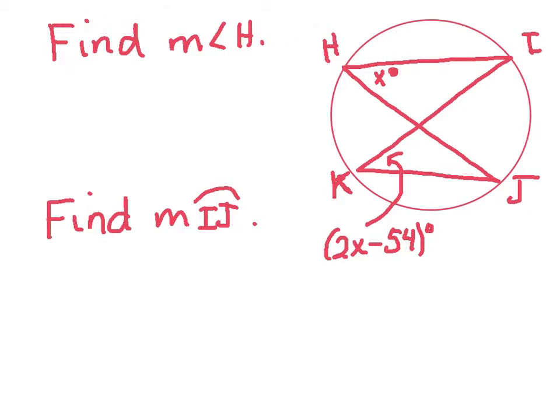So here's the next problem. Make sure you pause and copy it if you need to so you have everything. As you can see, we have a circle with a number of inscribed angles. What you can see is that the angle at H is inscribed in arc IJ, and the angle at K is inscribed in arc IJ as well. That's an important fact to notice, that they're both inscribed in the same arc.